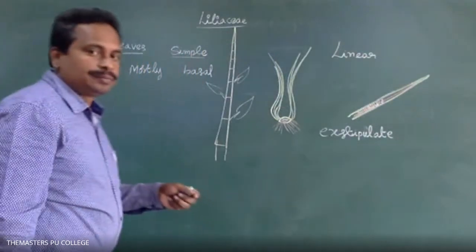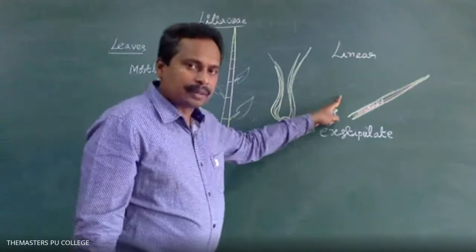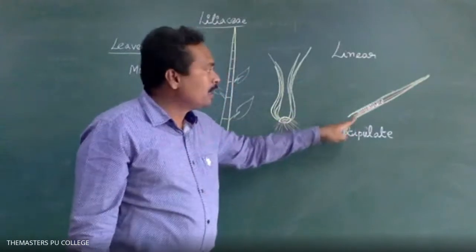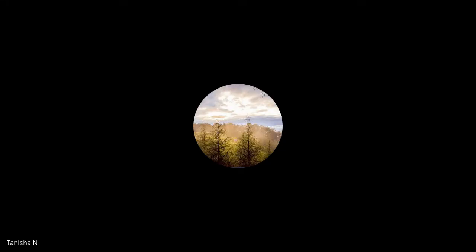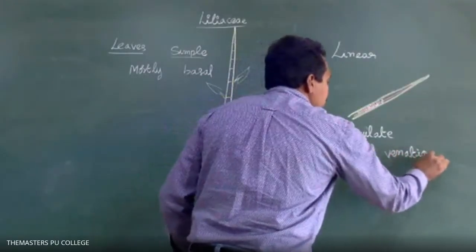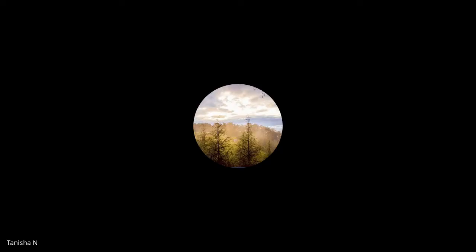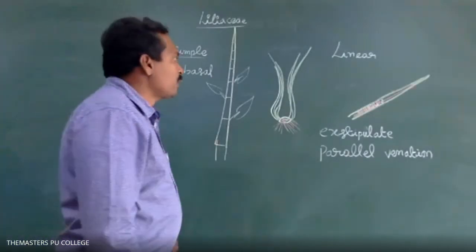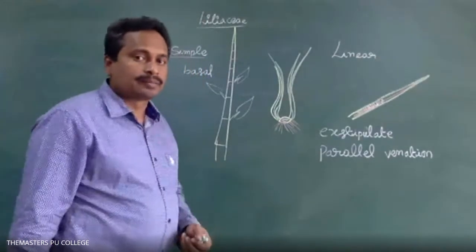So the leaves are simple, mostly basal, linear, and exstipulate. Stipules absent, exstipulate. And what is the venation? Parallel venation is present. In Brassicaceae, Solanaceae, and Fabaceae, reticulate venation. Very good. Now the vegetative characters are completed.